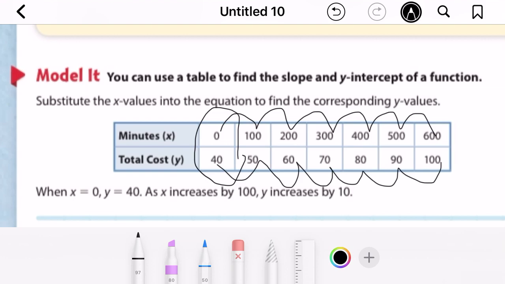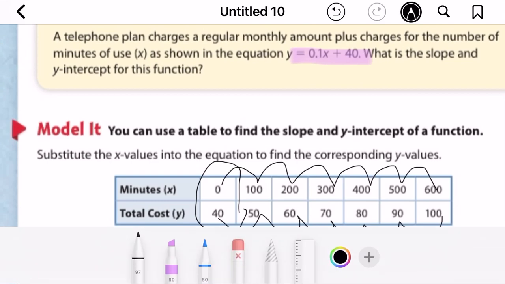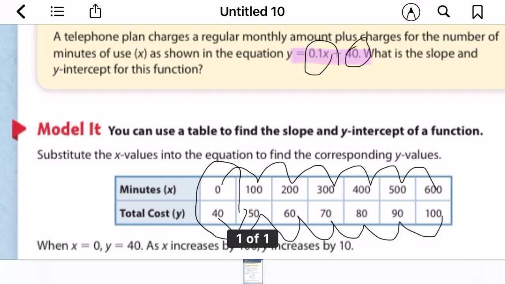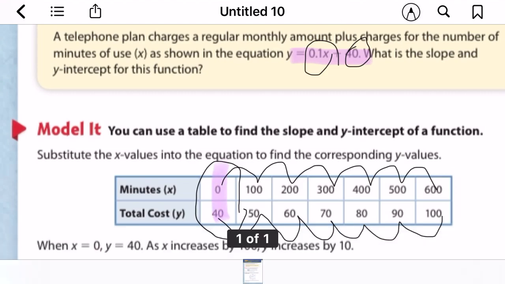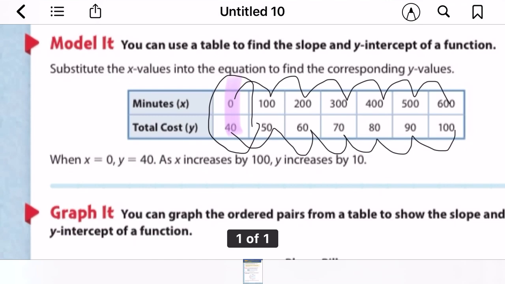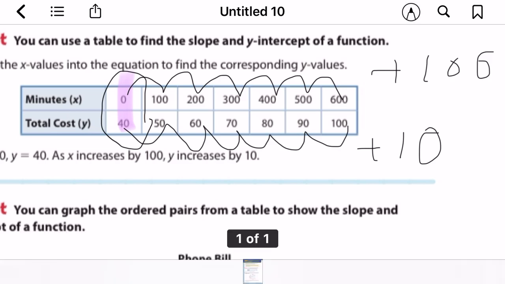So if we go back to the equation, the 1/10 was right there, and the 40 was right there. If you remember correctly, the y-intercept was the 40, and the slope was that change in y. All of these y values were going up by 10, and the x values were all going up by 100. So it's a change in y divided by a change in x. 10 divided by 100 is 0.1 or 1/10.